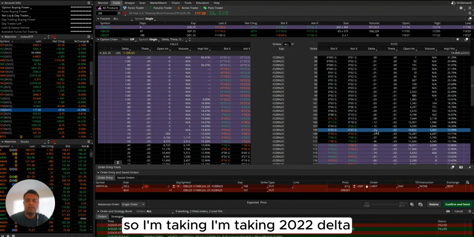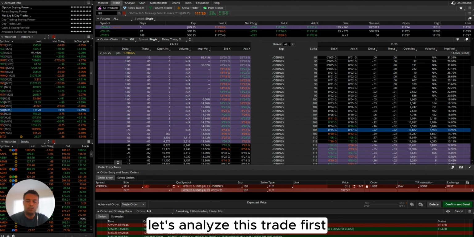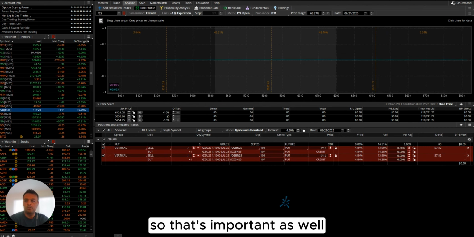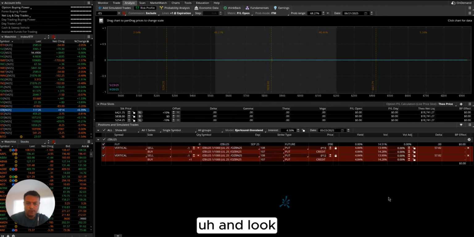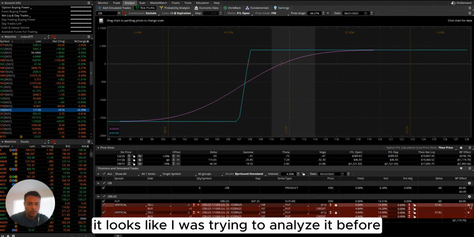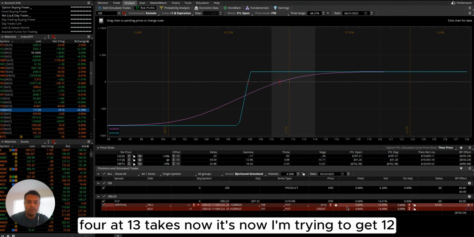So I'm taking 22 delta. Let's analyze this trade first. Sorry, I forgot that part. So that's important as well. Always analyze this trade. And look, it looks like I was trying to analyze it before at 13 ticks. Now I'm trying to get 12.